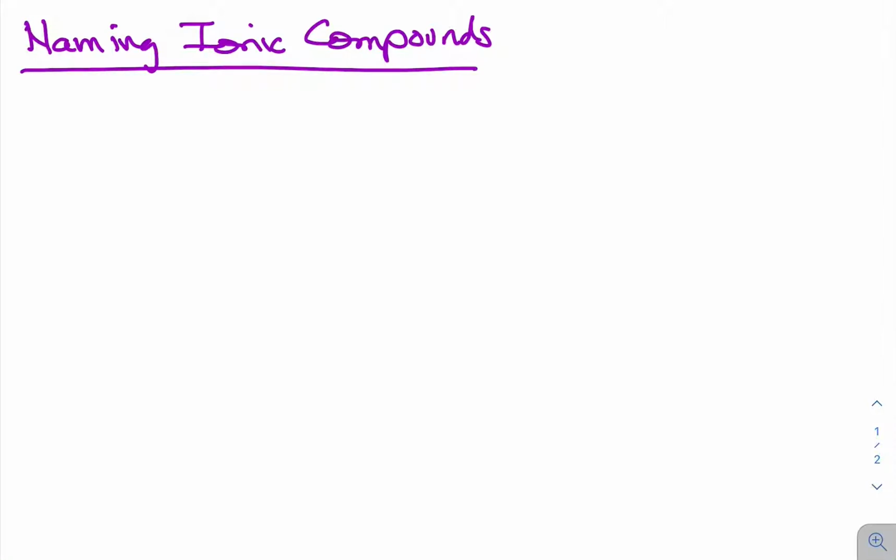Hi everyone. We're going to go over how to name ionic compounds. The key thing with ionic compounds is that the total charge of an ionic compound has to add up to zero, right? So we have to choose a ratio of the ions so that no matter how many there are, for that ratio, the charge comes up to be zero.